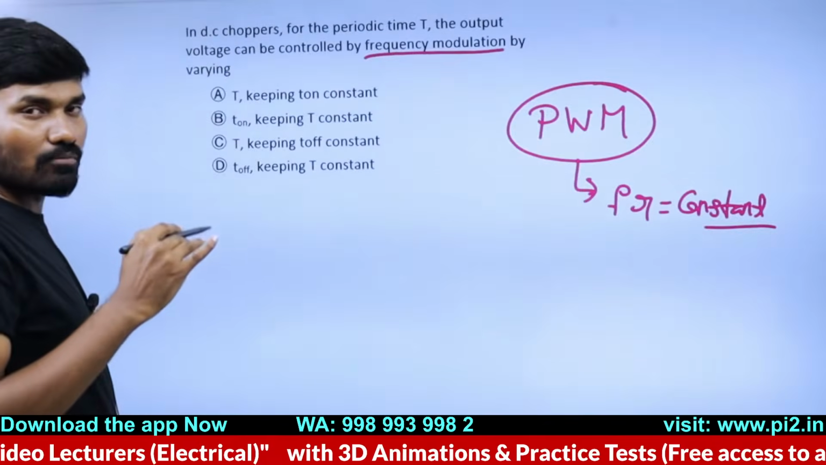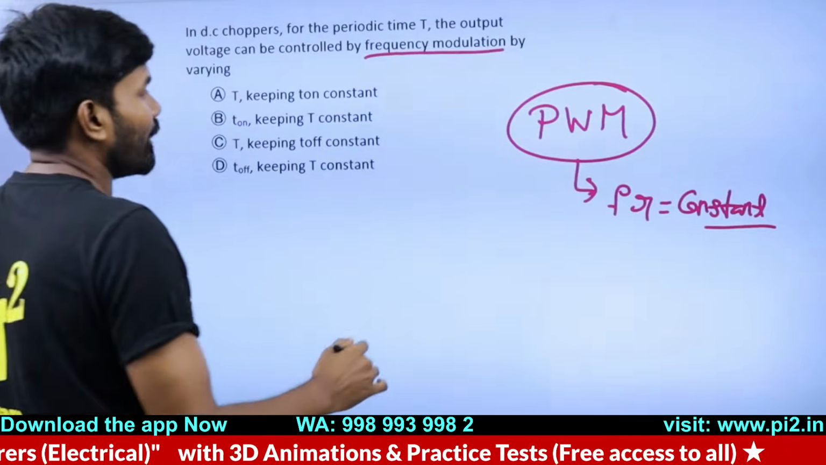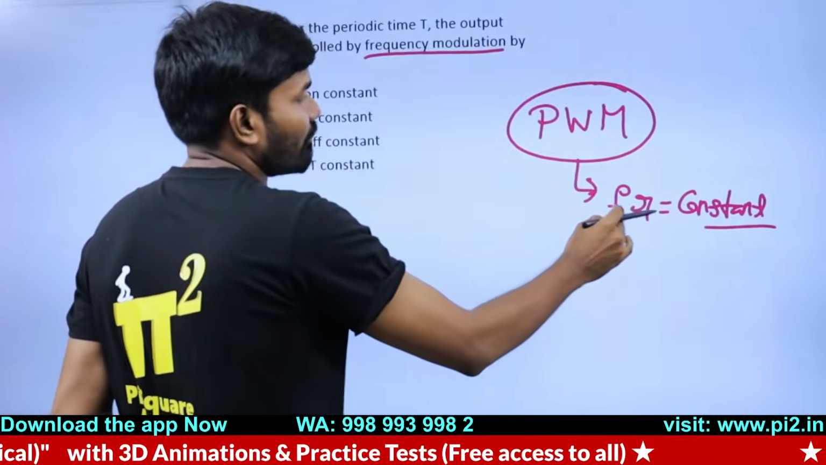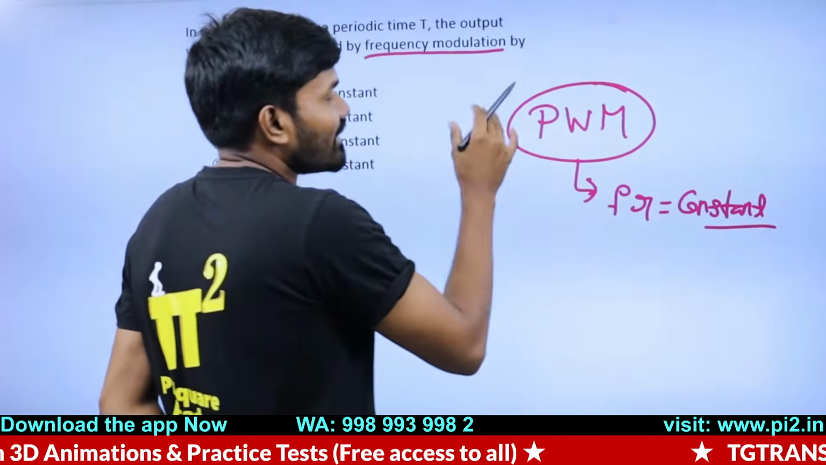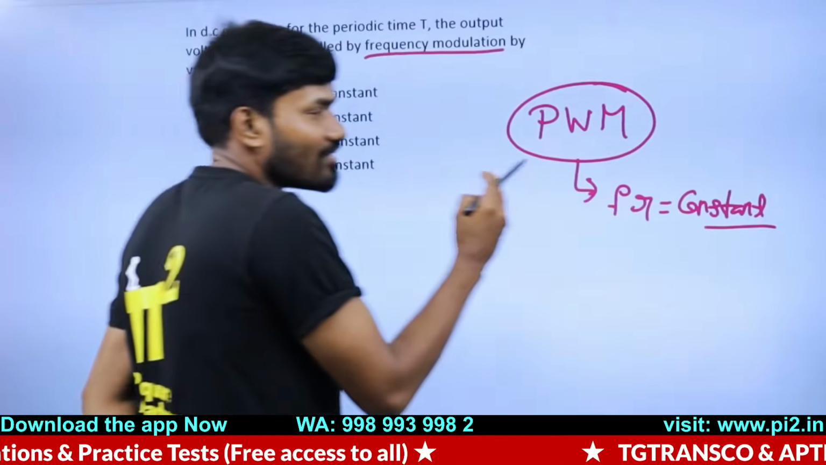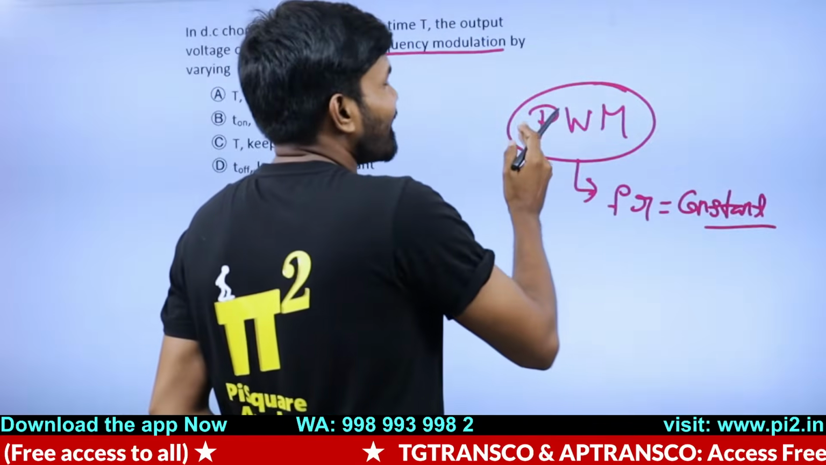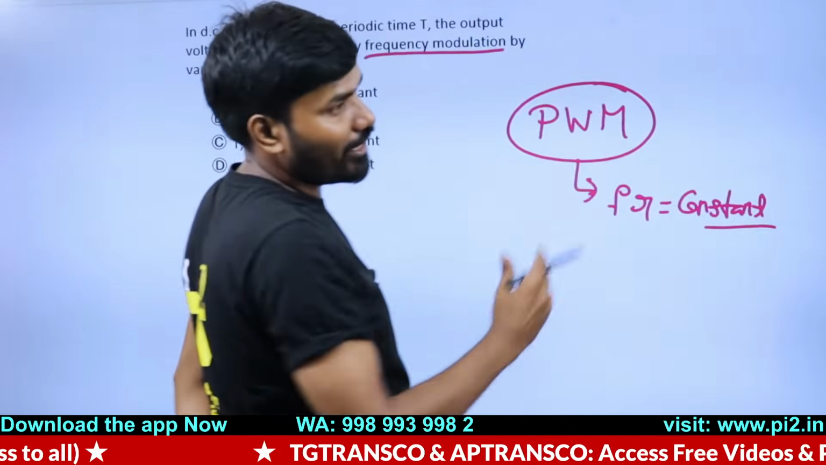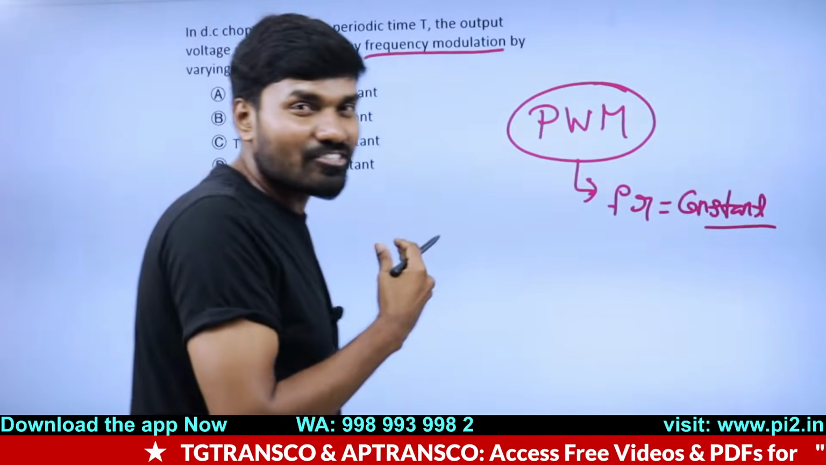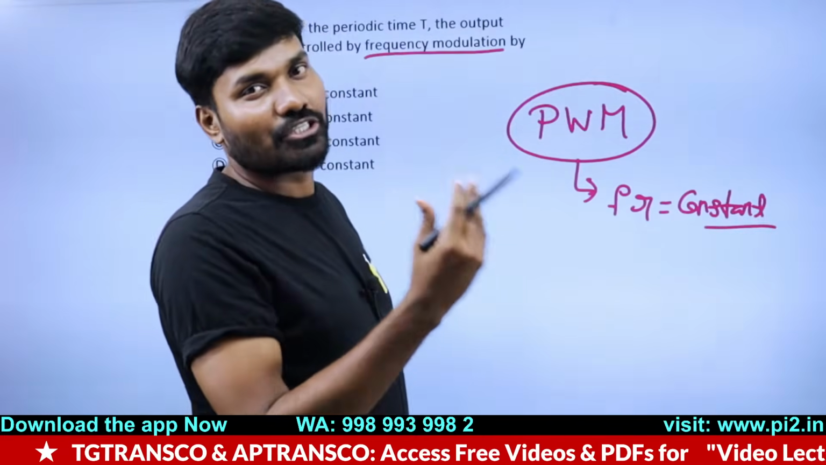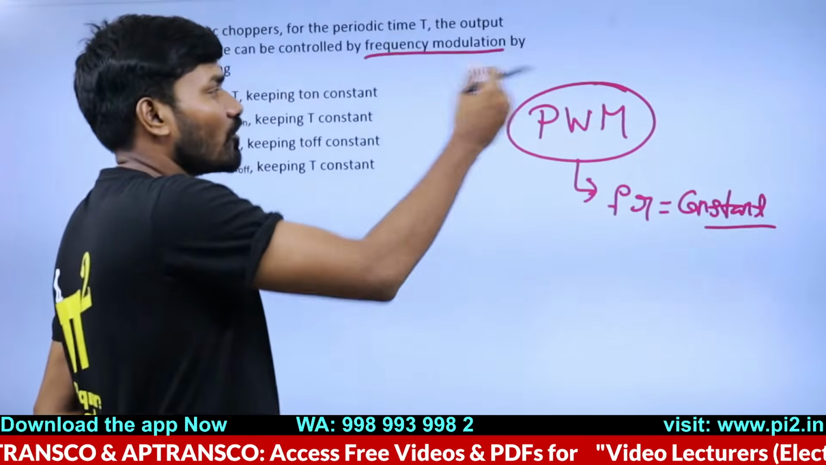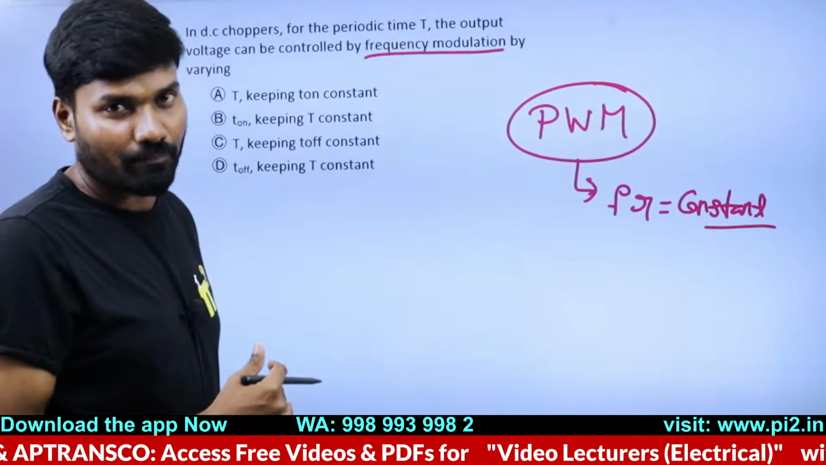In the PWM technique, we maintain the frequency constant and we try to change the width of the pulse. We change the width of the pulse. That's where the name pulse width modulation technique comes from. The width of the pulse is changing.